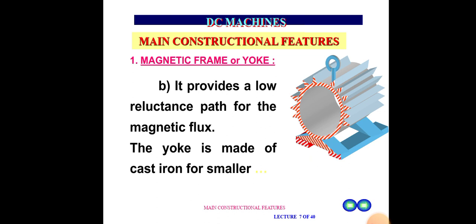The yoke is made of cast iron for smaller machines, but for larger machines cast steel or rolled steel is preferred. Since the permeability of steel is double that of cast iron, the area of cross section of the yoke, and hence the weight, is reduced by half.